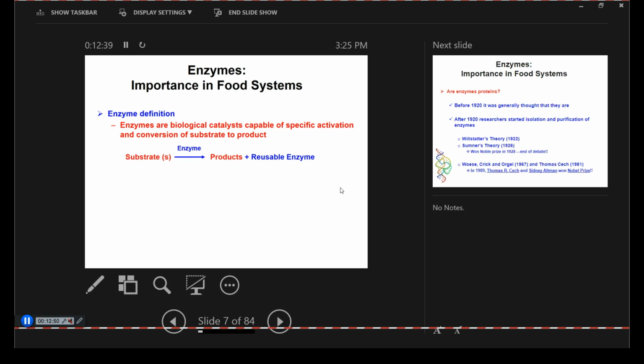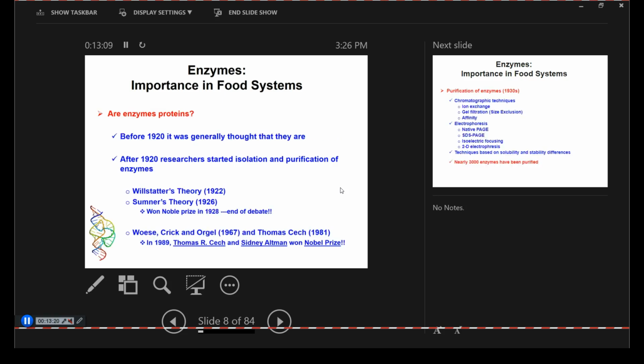But different enzymes have at least a certain level of specificity to a substrate or a group or category of substrate that will allow the conversion of that substrate to products and then end up with a reusable enzyme that is regenerated to proceed with the similar reaction. So they don't die out unless you inhibit them by heat or pH or inhibitors.